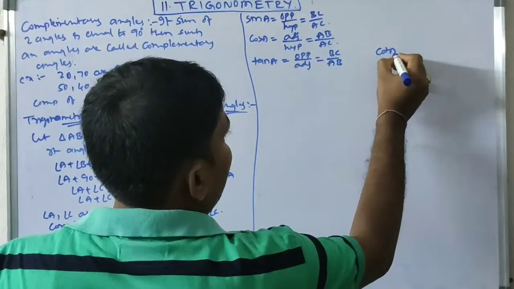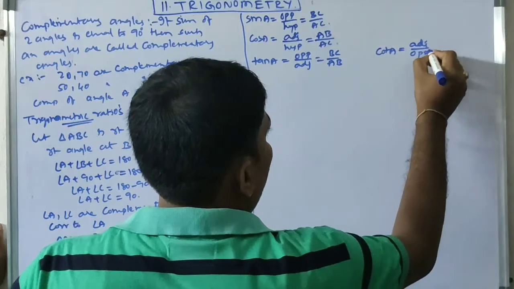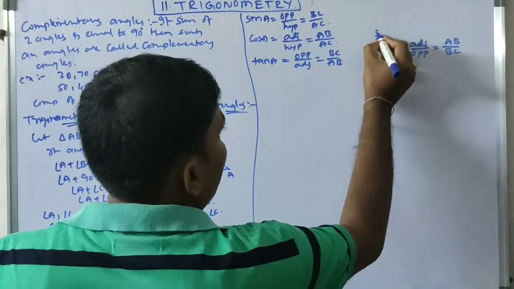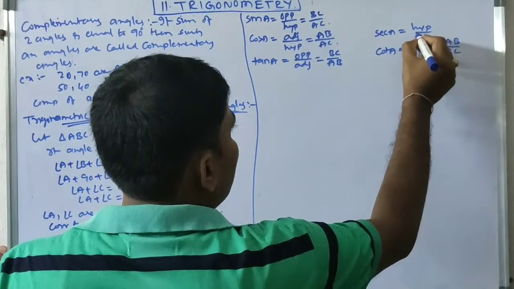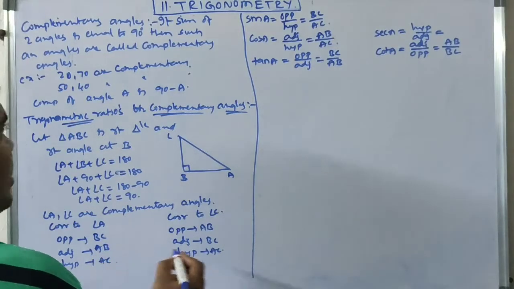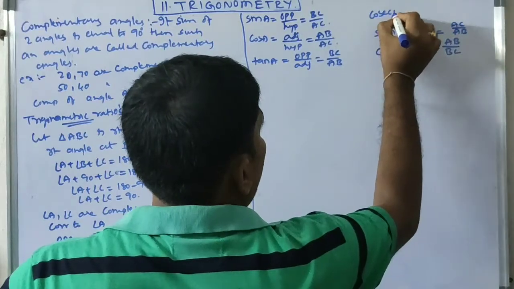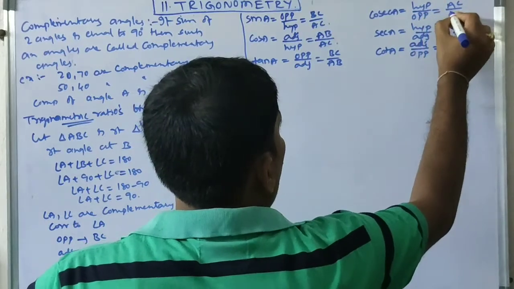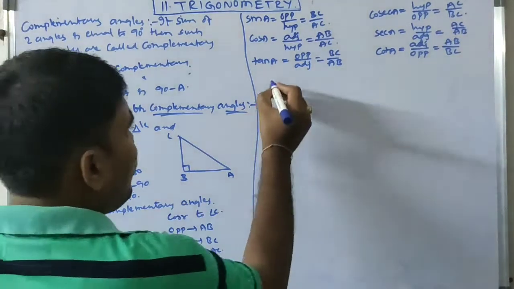Next, cot A equal to adjacent by opposite, AB by BC. Next, sec A equal to hypotenuse by adjacent. Hypotenuse is AC, adjacent AB, so AC by AB. Cosec A equal to hypotenuse by opposite. Hypotenuse is AC, opposite is BC.